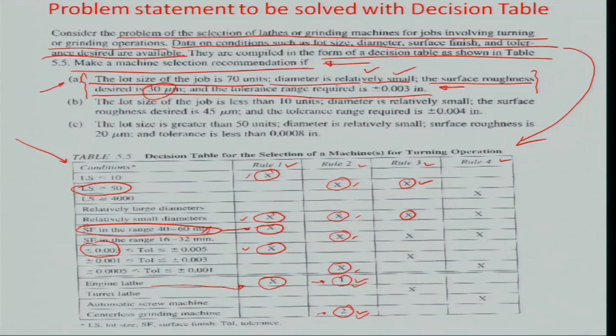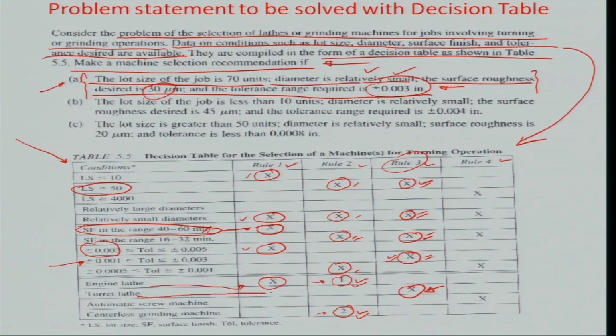Surface roughness desired is 30 microns. Okay, so obviously the surface micron falls in this particular range, which is again more or less the same for rule 2 and rule 3, and then they are saying that the tolerance should be plus minus 0.003, which obviously falls in this particular range right here. Okay, so here rule 3 is the obeyed rule, and there is nothing in rule 2 which has to be followed. So if these conditions are met on rule 3, that is the lot size condition, the diameter condition, the surface finish condition, and also the tolerance condition, then rule 3 says that use turret lathe.